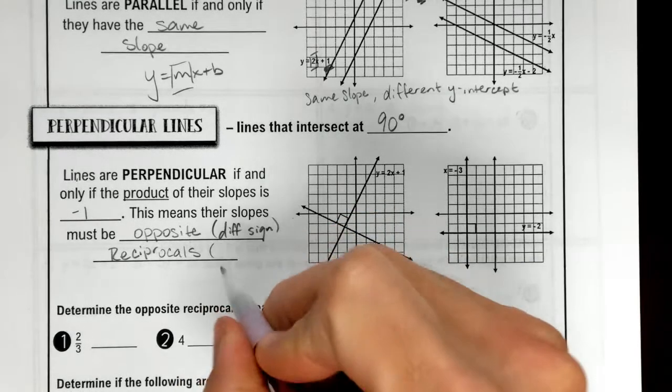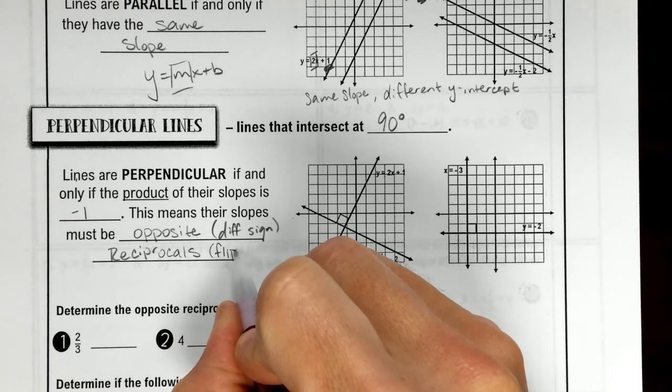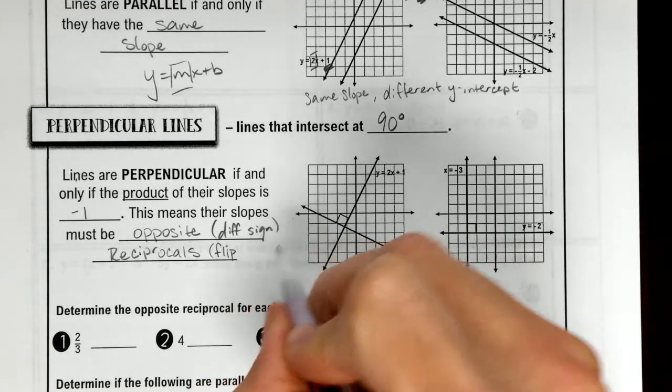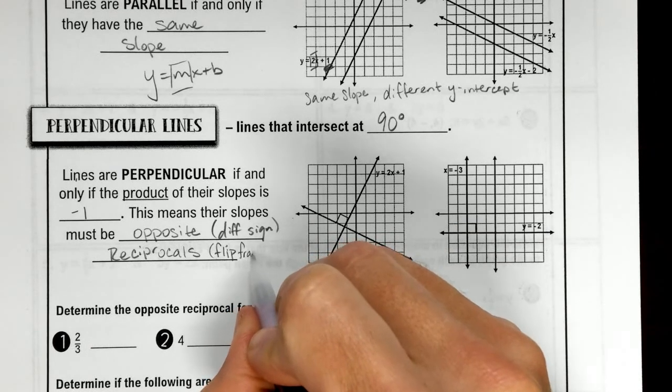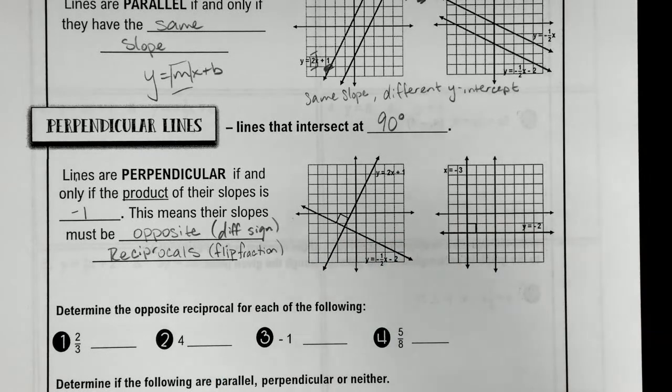Reciprocal means to, anybody? No, opposite's different sign. Reciprocal means to flip the fraction. So opposite means a different sign. Reciprocal means to flip the fraction.